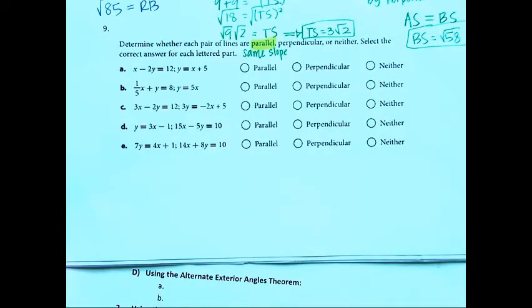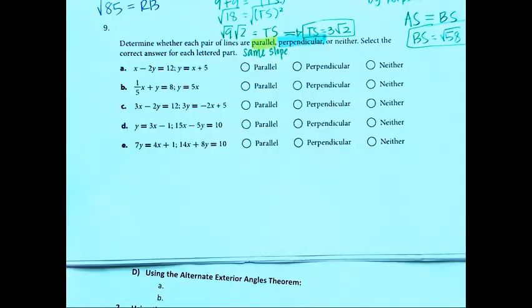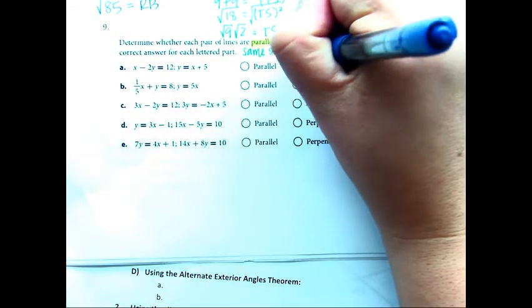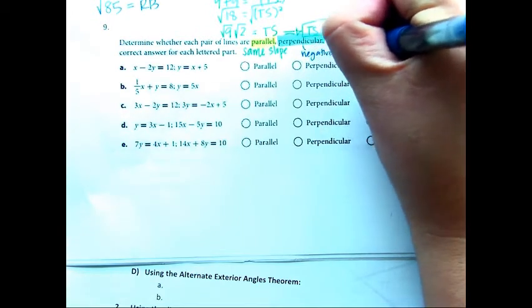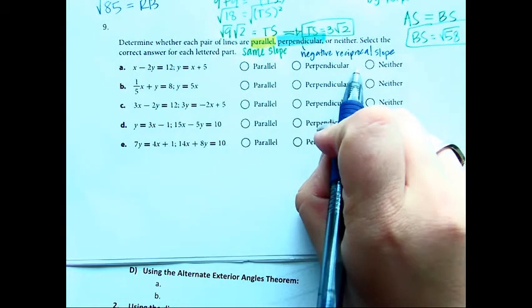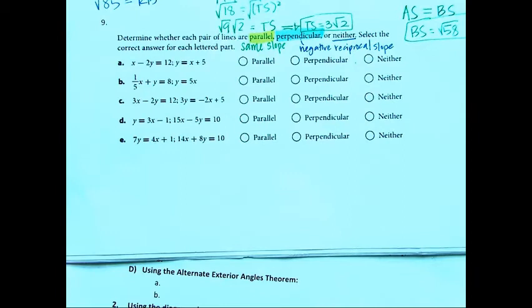If they are perpendicular, that means they have a slope that's the negative reciprocal. So we're going to say negative reciprocal slope. And if it's not the same and it's not the negative reciprocal, then it's going to be neither. So that's what we're going to do for all of these questions. We're going to check to see what the slopes are. And looking at those slopes, we'll be able to see if they're parallel, perpendicular, or neither.